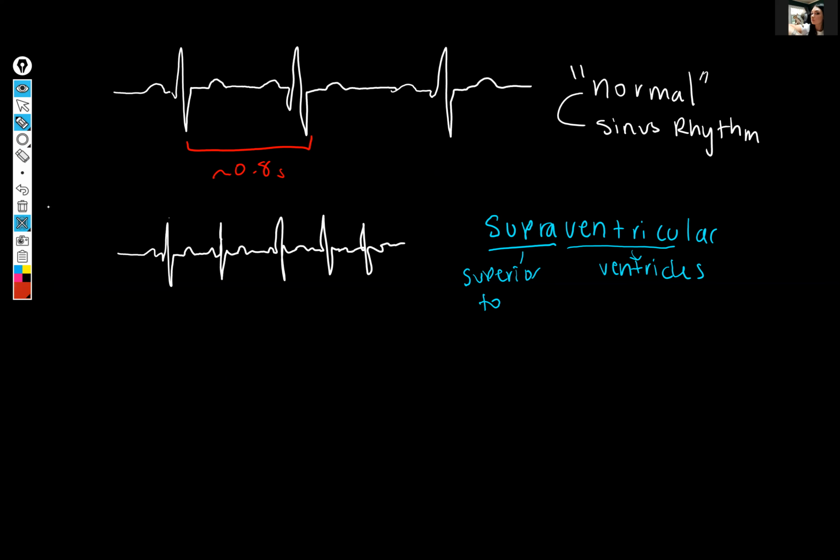And for this, I unfortunately need to real fast draw my heart diagram again. So just give me a second. It's probably going to look messy. I apologize in advance.